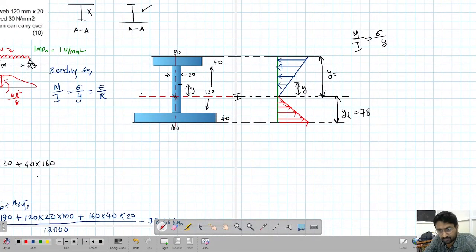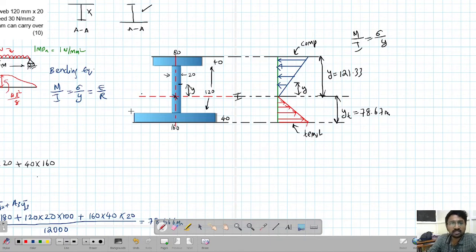78.67. And this y is nothing but total minus 78.67. Let's calculate that very fast. Total height is 40 plus 120 plus 40. So 40 plus 40 is 80, 80 plus 120 is 200. So 200 minus 78.67 is nothing but 121.33. So this is the maximum compressive stress. And here we have the maximum tensile stress.